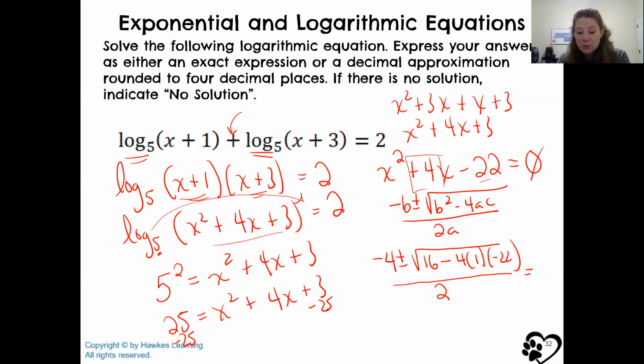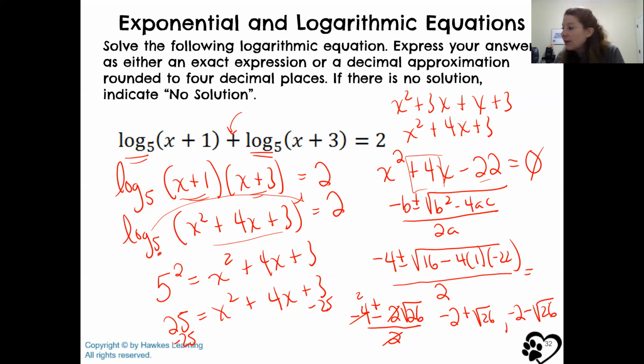So now I want to know what's the square root of 104, and my calculator tells me the square root of 104 is 2 square roots of 26. So we have negative 4 plus and minus 2 square roots of 26 over 2. All right, we can divide 2 by 2, 2 by 2, and negative 4 by 2 is 2. So we have negative 2 plus the square root of 26. And the other answer is negative 2 minus the square root of 26.